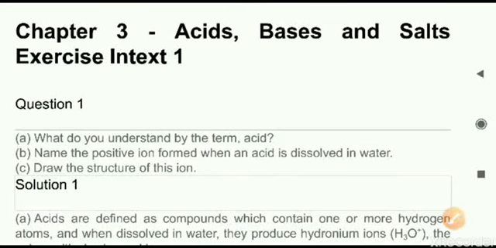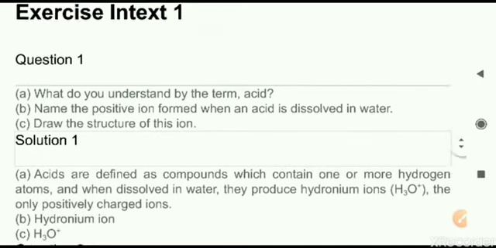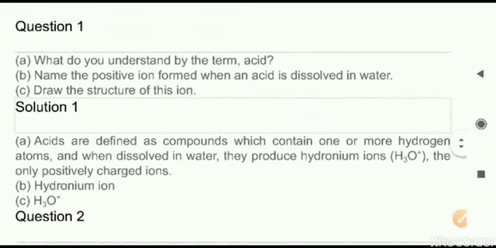This is part 3 of the present chapter 3, acids, bases and salts. We have already completed the topics regarding acids and we are now reviewing the question answers, the in-text exercise related to those topics. Let us begin. Question number 1, A part is, what do you understand by the term acid? They are asking the definition for acid.